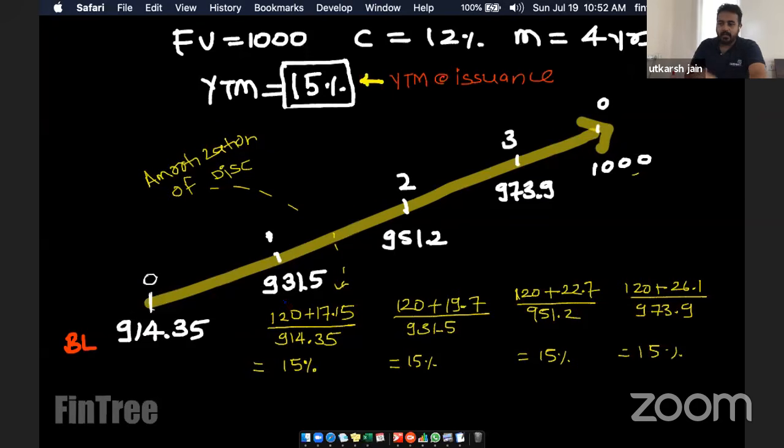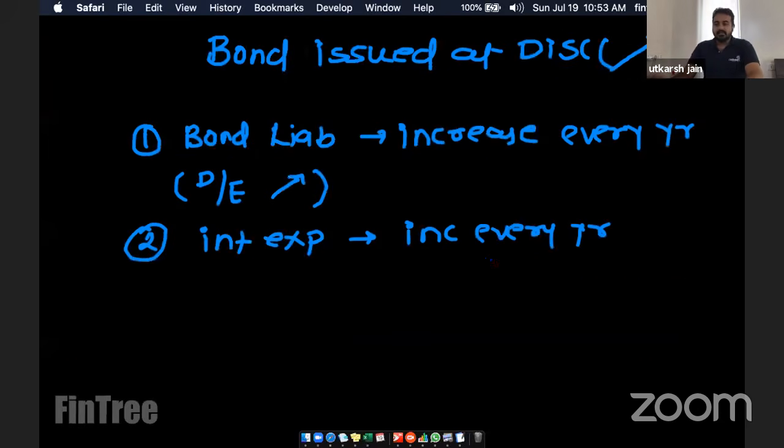The entire numerator, which is 120 plus the discount, right? 120 plus the discount. So can you notice that every year your interest expense is increasing? 120 plus 17, 120 plus 19, 22 and 26.1. So another observation, interest expense will increase every year.